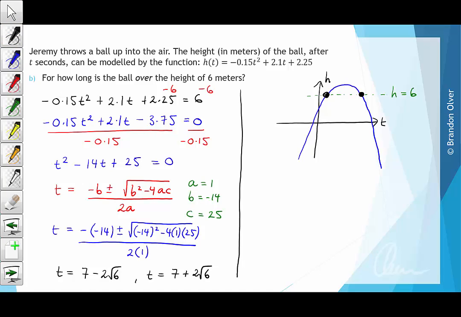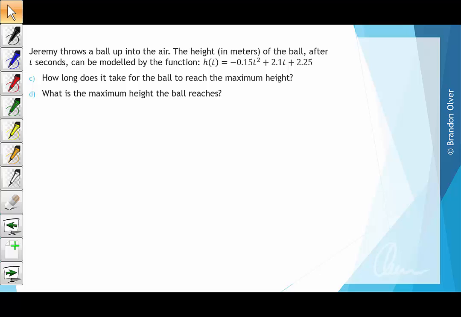If we want to find the total time that the ball is above 6 meters, we can simply do t2 subtract t1, if we let that one be t2 and this be t1. So t2 take t1 is equal to 7 plus 2 root 6 minus 7 minus 2 root 6, and that will give 4 root 6. And that's roughly 9.80 seconds.